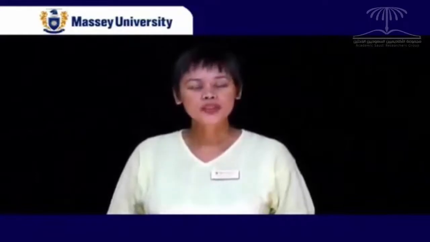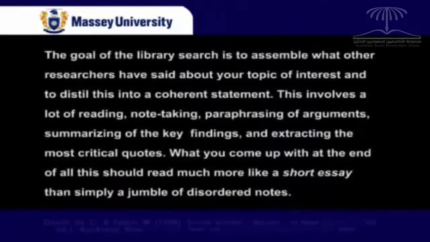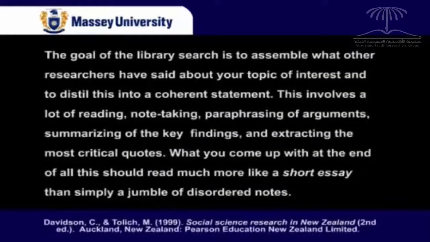We now turn to organizing a literature review. Davidson and Tullidge, 1999, page 94. Summarize a literature review as follows. The goal of the library search is to assemble what other researchers have said about your topic of interest and to distill this into a coherent statement.